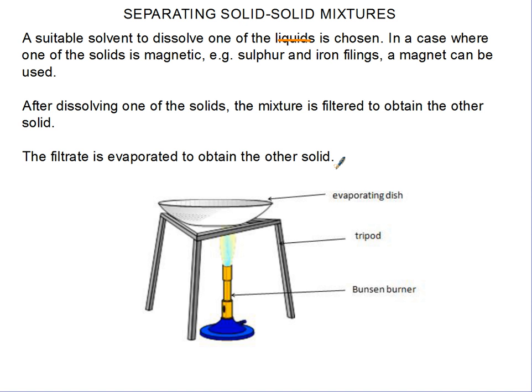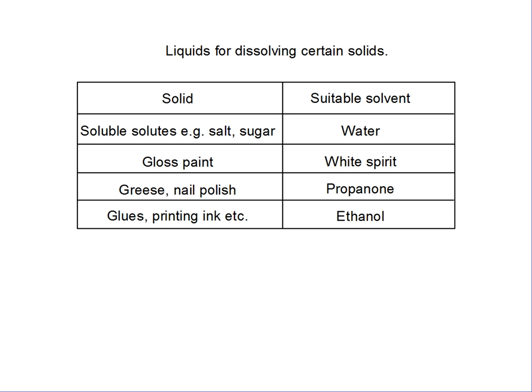Let's say you have sand and salt. You just pour water into the mixture, you dissolve the salt, you filter to get the salt solution, then you evaporate the water and you get your salt back. You dry the sand and you also get your sand back. So you choose a suitable liquid to dissolve one of the solids, you filter and then you evaporate to get both your solids.